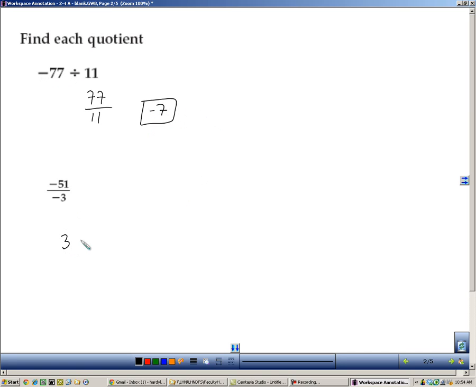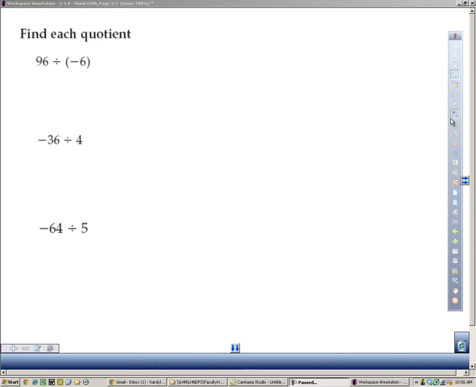And now 3 goes into 51. 3 goes into 5 once. Subtract, you get a 2, bring down the 1. 3 goes into 21 7 times, so the answer is 17. 2 negatives means our solution here will be positive.